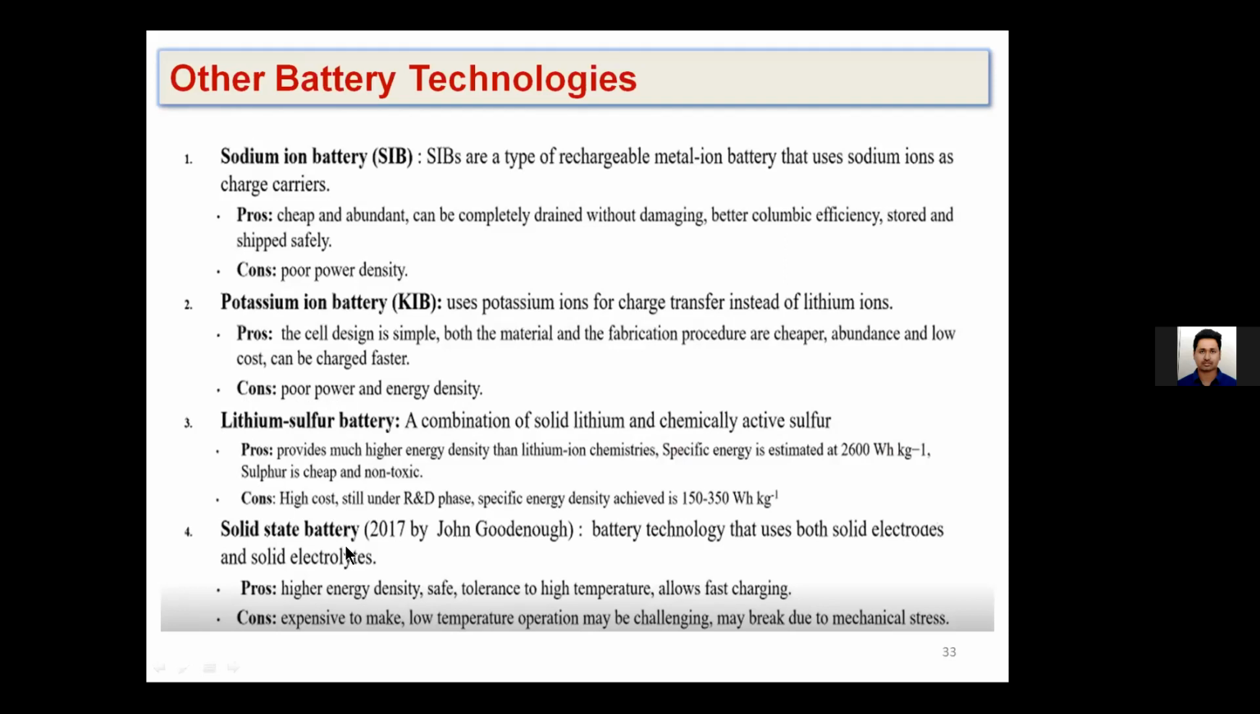Solid state battery is based on solid electrolytes, and as they use solid electrolytes, they have high energy density and are relatively safe. I mean, they are more tolerant to high temperature. So right now, more research is focused on solid state battery technology.